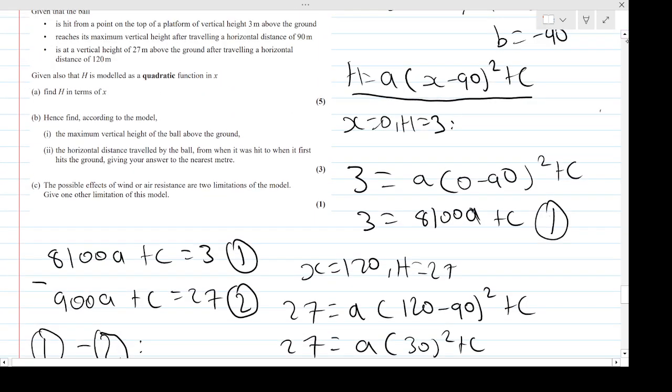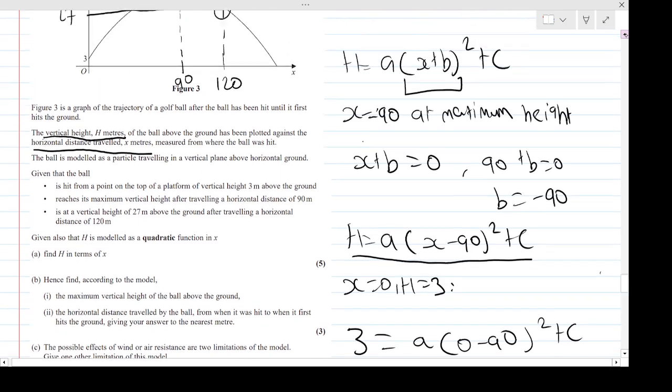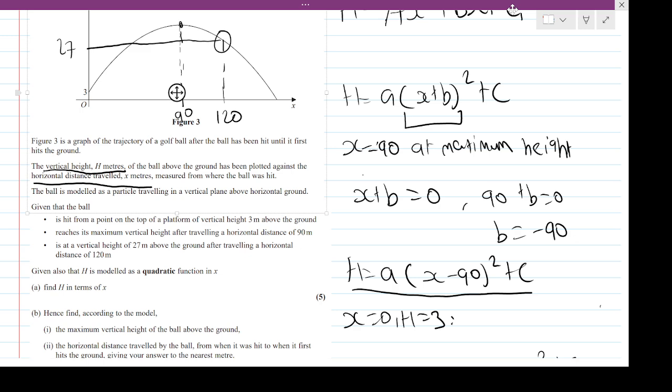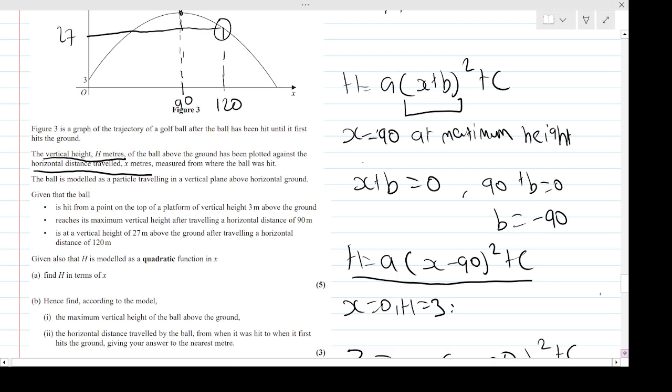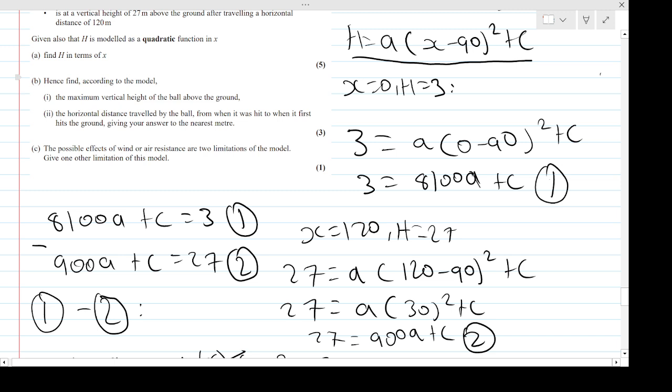Then it says, hence find, according to the model, the maximum vertical height of the ball above the ground. So it's talking about the maximum point again. Because we worked out what x value is, but we don't know exactly the height. That's what it's asking now, the height. So the height and the horizontal distance from when it was hit to when it first hits the ground. Let's have a look at part I first of all.